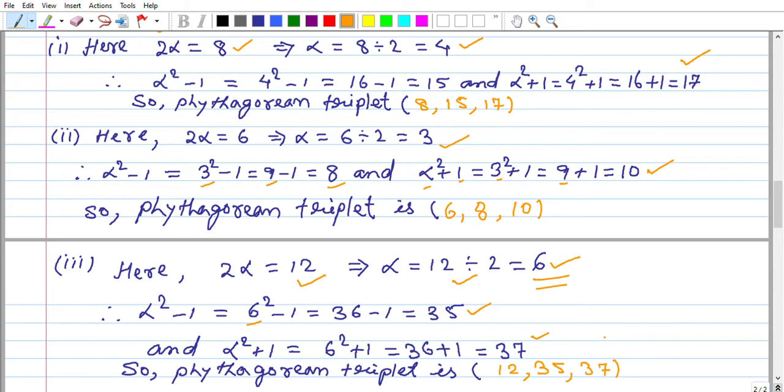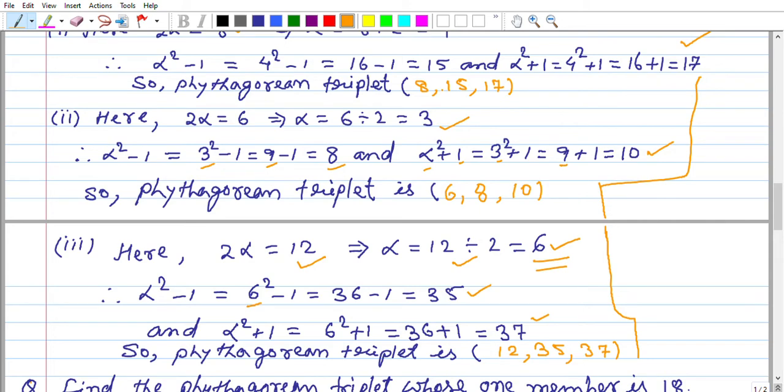For your knowledge, the 12 you can take as a base, 35 you can take as a perpendicular, and 37 as a hypotenuse. It is very helpful in solving geometry questions. There we are using the Pythagoras theorem. I hope that it is very helpful to us. Am I right, dear learners? Now come to the point. I have written here, find the Pythagorean triplet whose one member is 18.